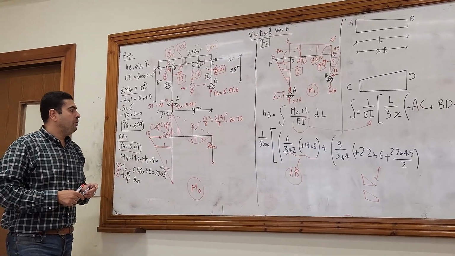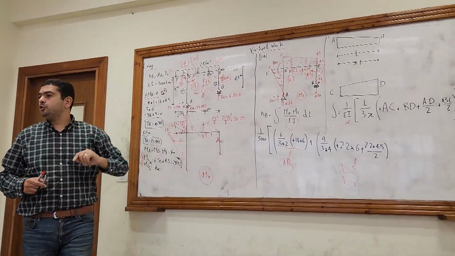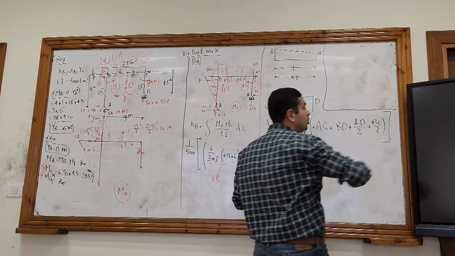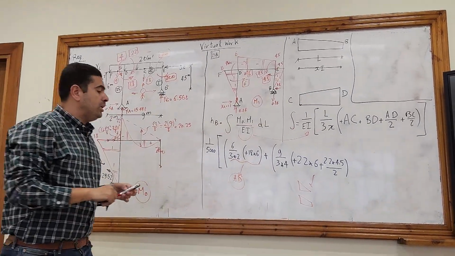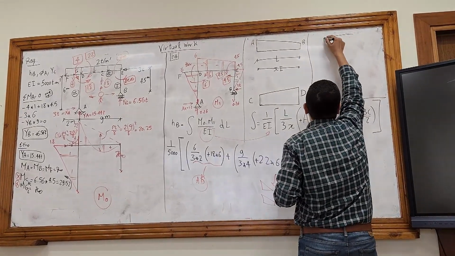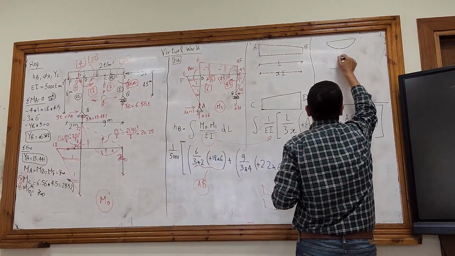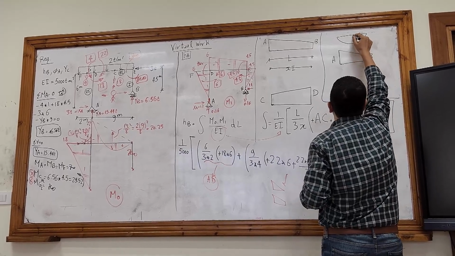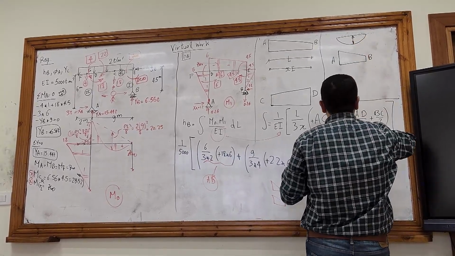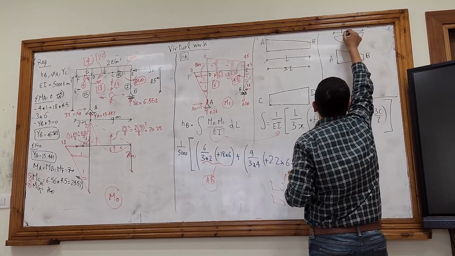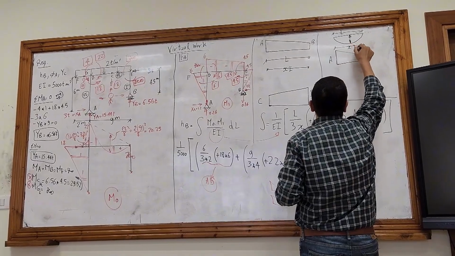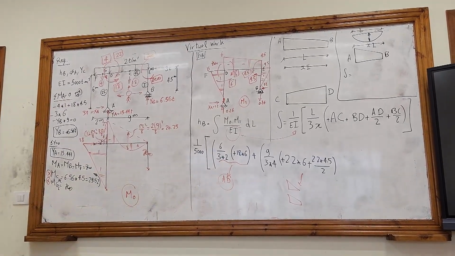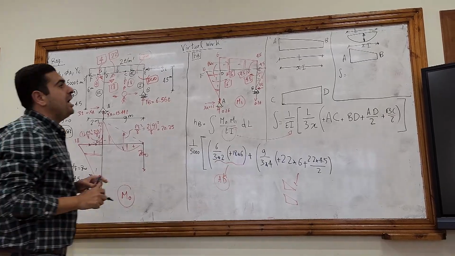What about the second part of the member, the parabola with the trapezium? This will have another rule, a different rule. When you are integrating a parabola with a linear curve, let's name the ends A and B, and the parabola's height is PL squared over 8, the length is L, and the inertia factor is X. The value of the integration will be the area of the parabola.